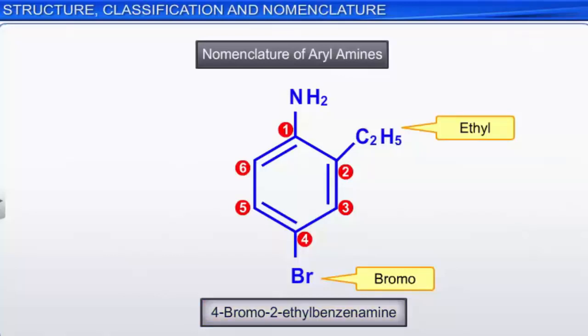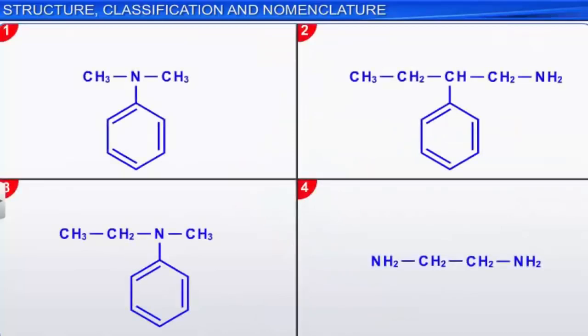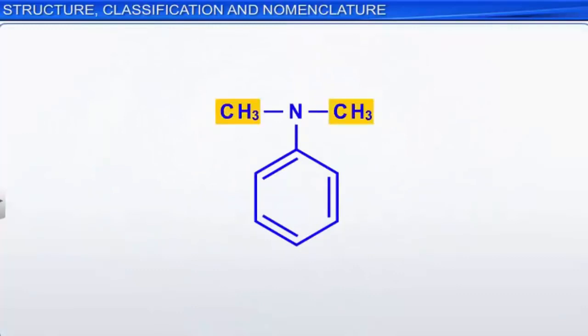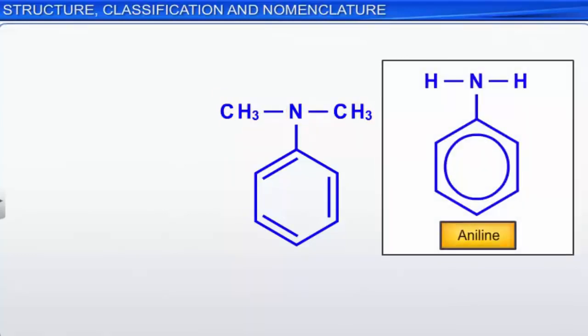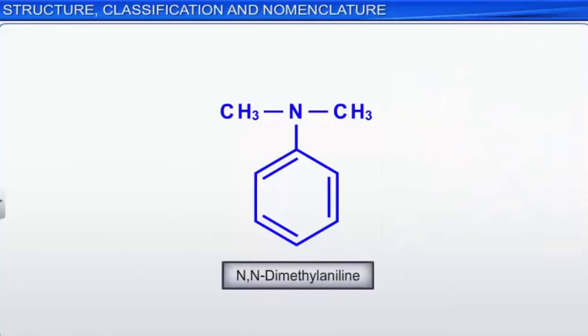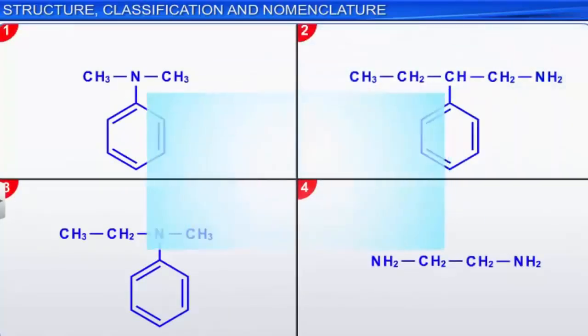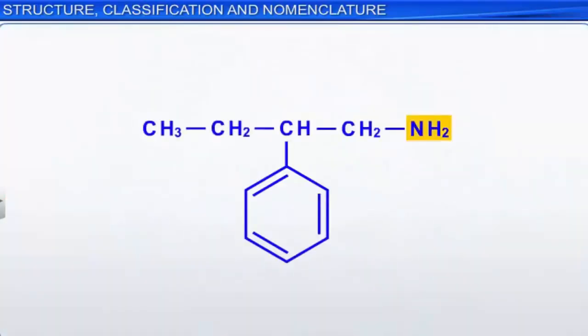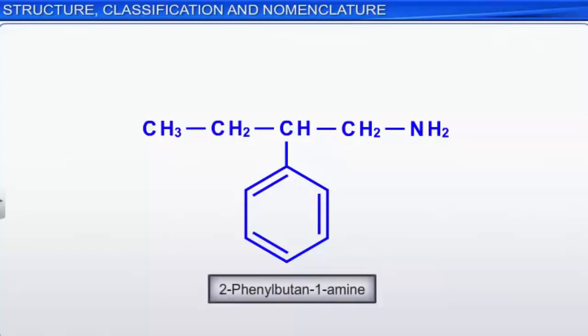Now try to name these compounds. In the first compound, since two methyl groups are present as side chains on the N atom and the main compound is aniline, the compound can be named N,N-dimethylaniline. In the second structure, an NH2 group is attached to an alkyl group and a benzene ring is present as a side chain. Therefore, the compound can be named 2-phenylbutan-1-amine.